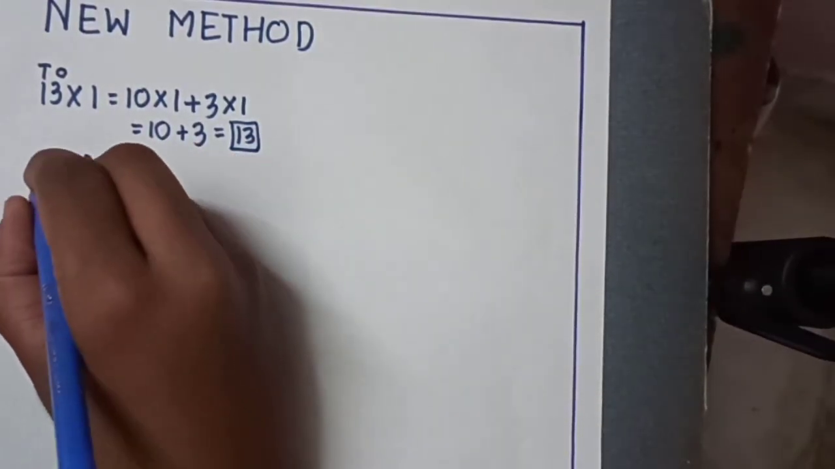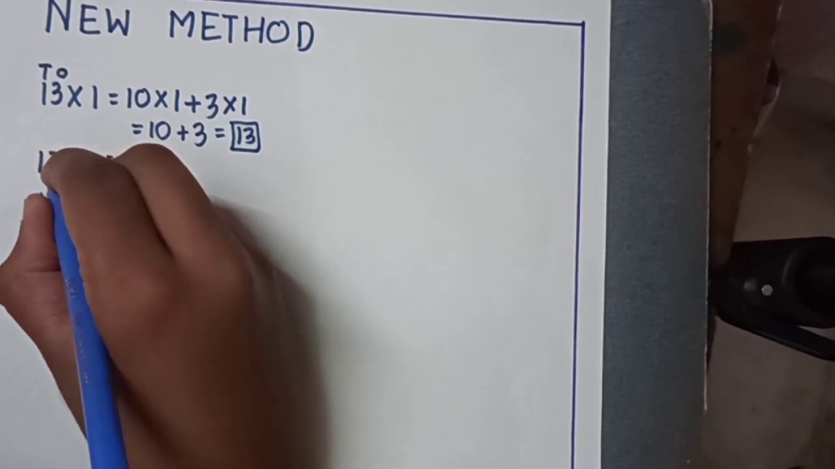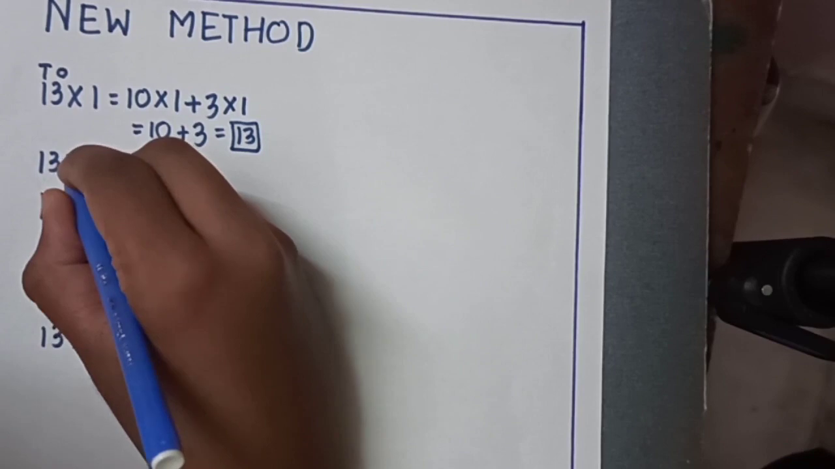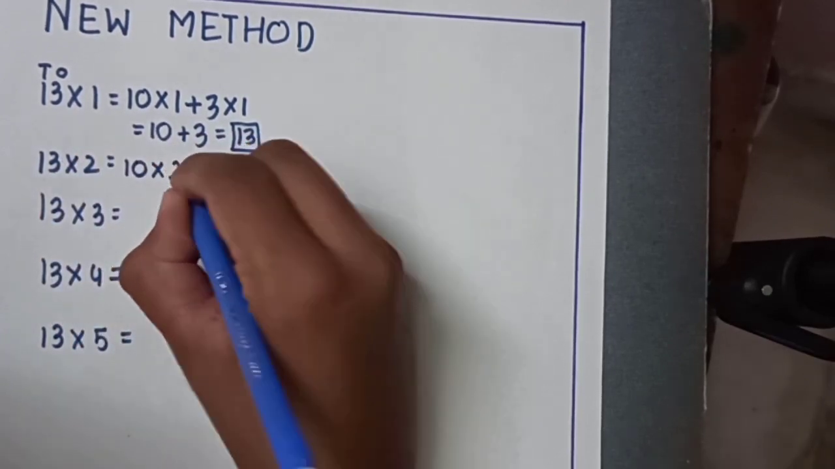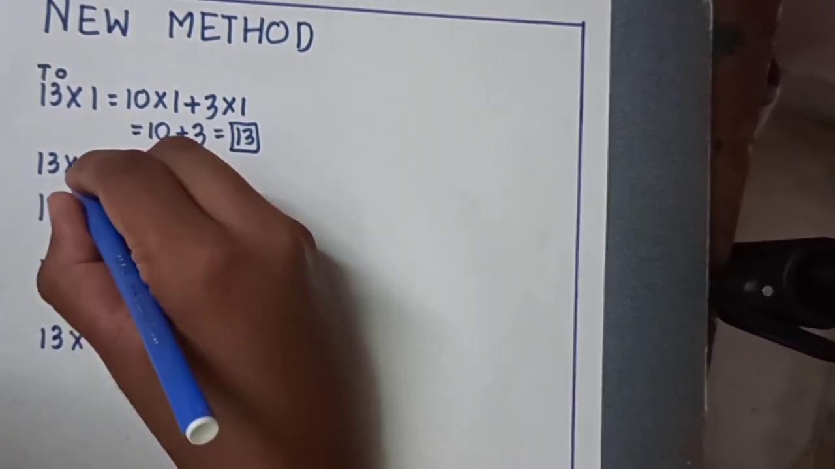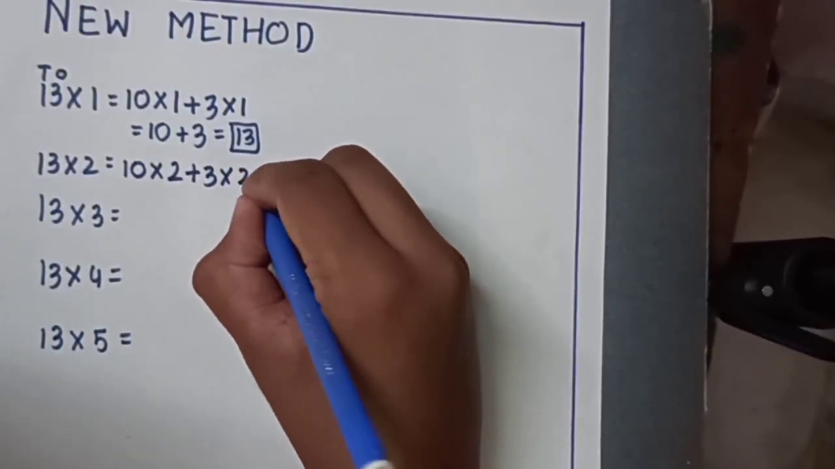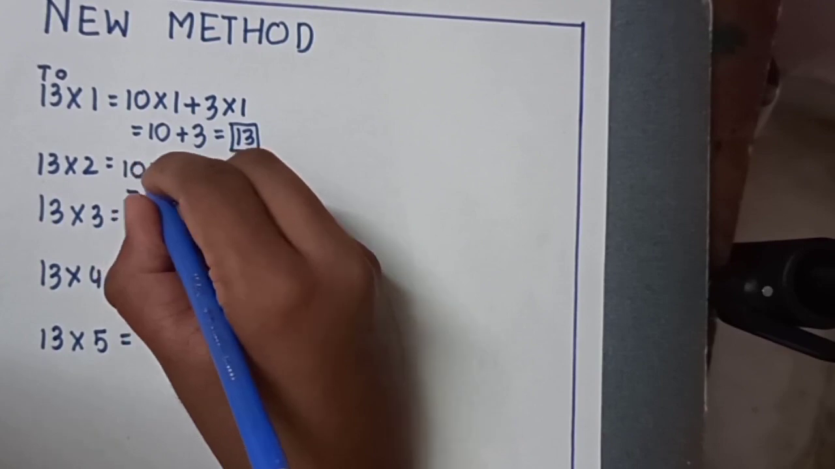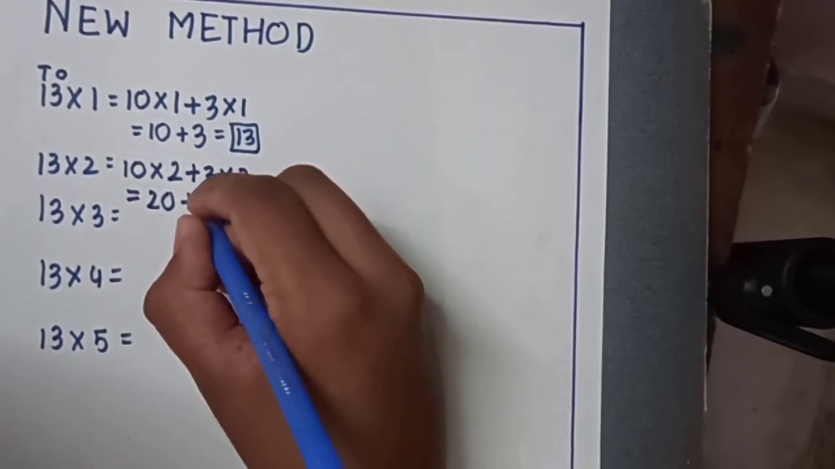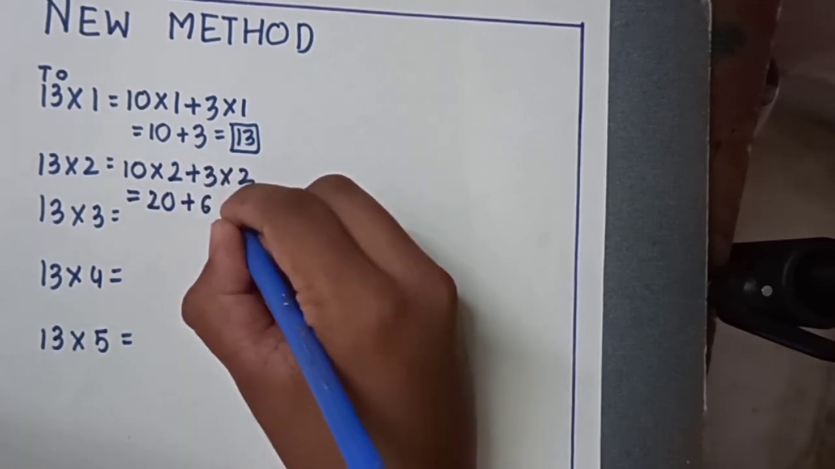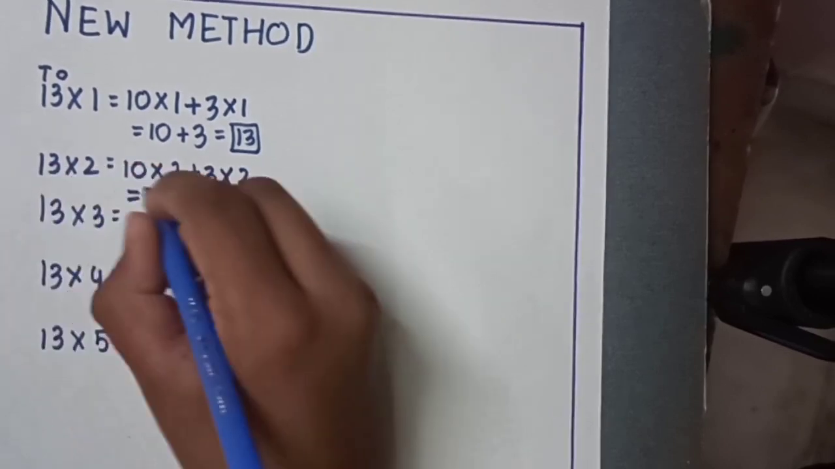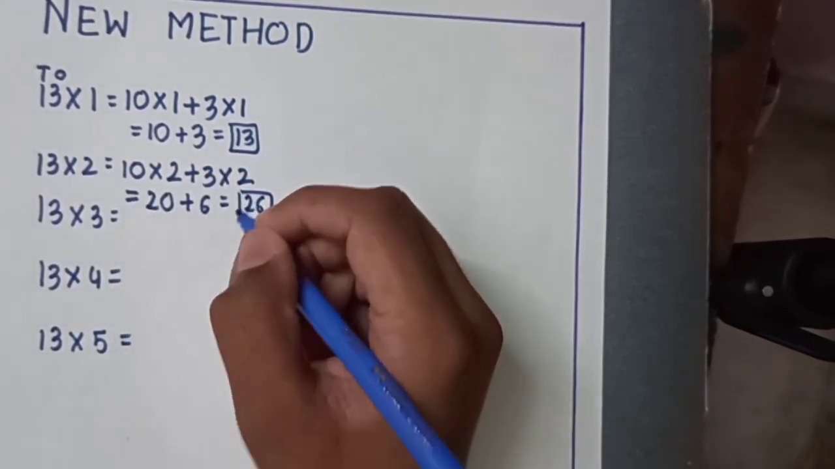13 into 2. The 1 is in the tens place and the 3 is in the ones place. So we have to write 1 as 10 into 2 plus 3 into 2. So we get 10 into 2 is 20 plus 3 into 2 is 6. So the answer we obtained is 26. 13 twos are 26.